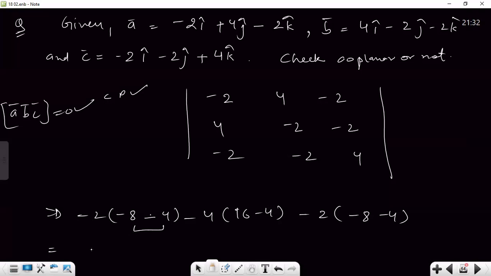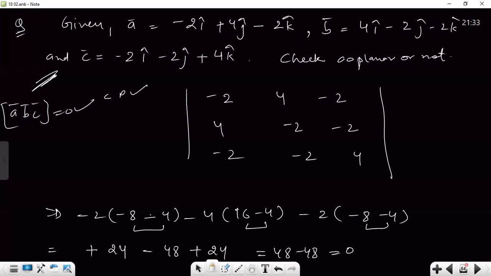So this will be minus 12 into minus 2 plus 24. 12 into minus 4 minus 48 minus 12 into minus 2 plus 24. So 48 minus 48 makes it 0. Hence, these vectors are coplanar because their STP is 0. So this is about STP, scalar triple product, also known as box product.